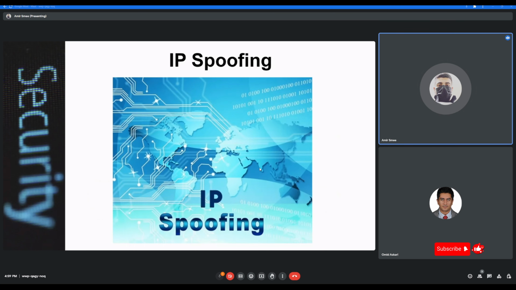Today, I want to talk about IP spoofing. IP address makes you unique among millions of other devices online. But this identity can be stolen and abused through a technique called IP spoofing.